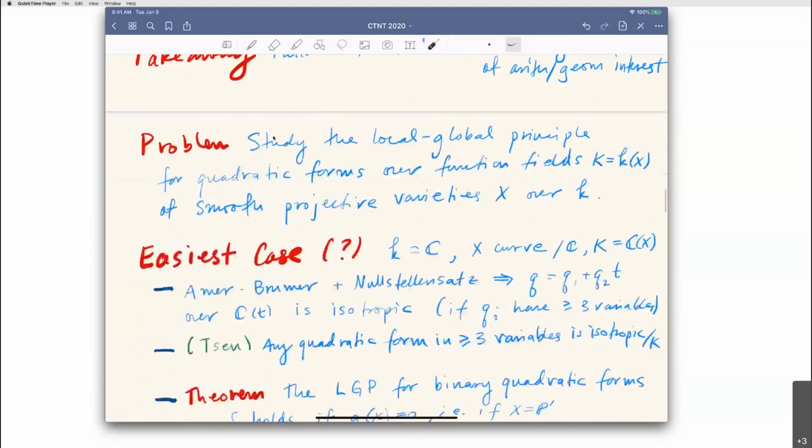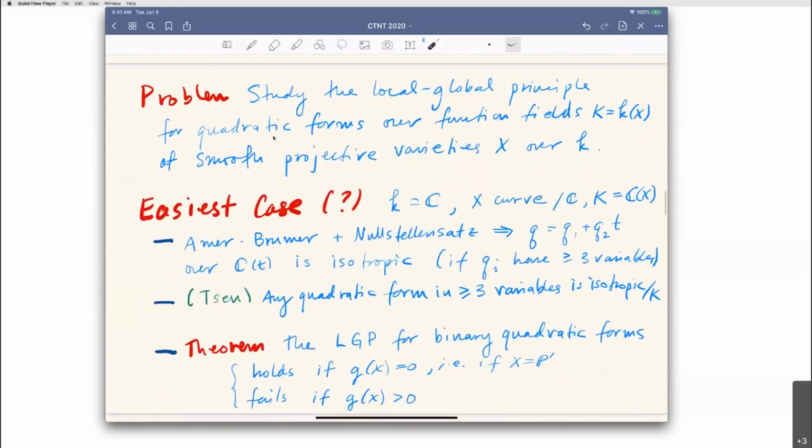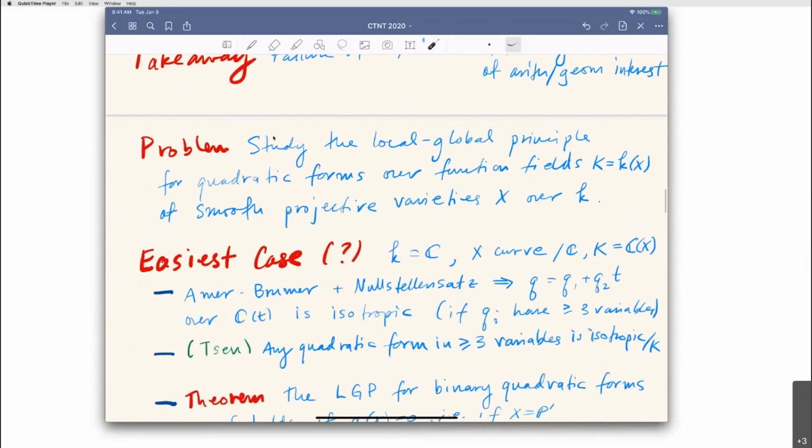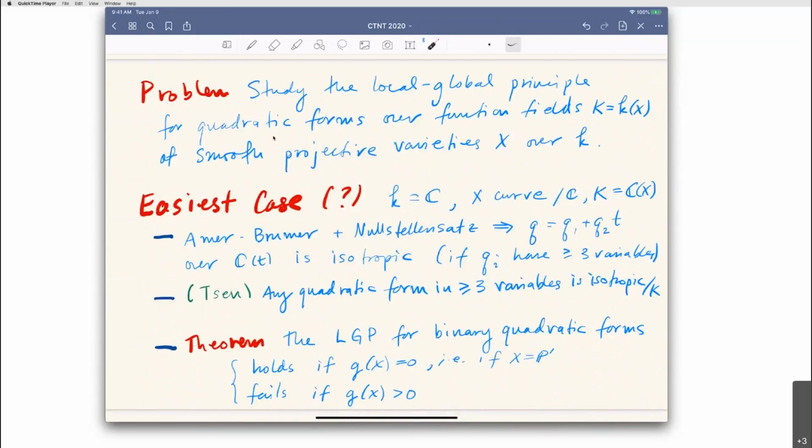All right, so I think that motivates, at least for me, this takeaway here: the study of the local-global principle for quadratic forms over various function fields. We can assume they're function fields of smooth projective varieties over our field K, which maybe we could take to be a number field, a local field. We could do all kinds of things.